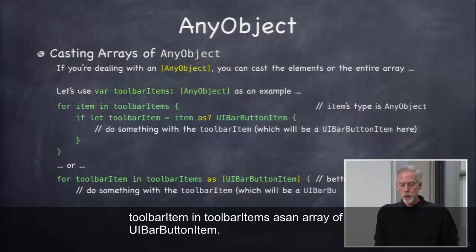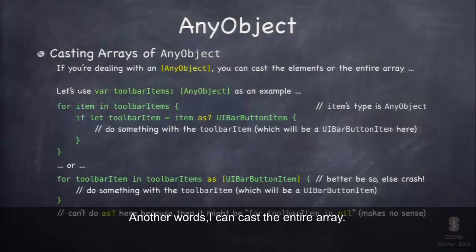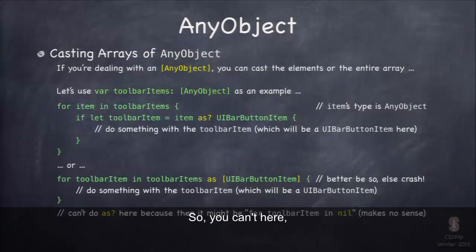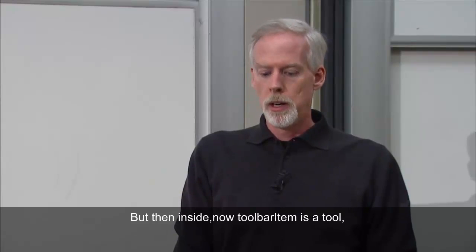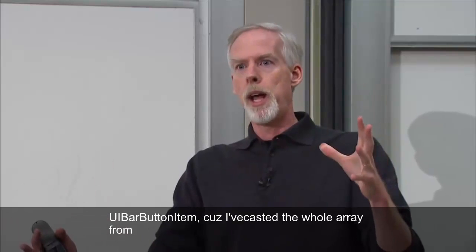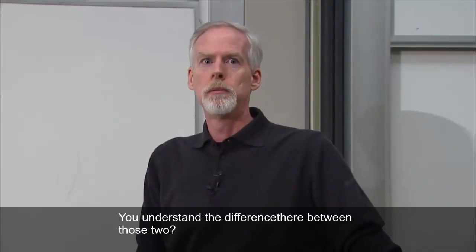Which is I can say for toolbar item in toolbar items as an array of UI bar button item. In other words, I can cast the entire array. If I know that that array of any object is really an array of UI bar button item, I can just cast it. Now this one, you can't do question mark, because it wouldn't make sense to say for toolbar item in nil, okay? So that makes no sense. So you can't. Here you better be darn sure that that array has what you want. But then inside, now toolbar item is a UI bar button item, because I casted the whole array from array of any object to array of UI bar button item. Understand the difference there between those two?